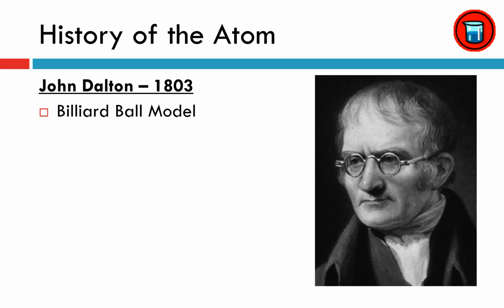So John Dalton proposed what we know as the billiard ball model of the atom. If you've ever played pool before, you know what a billiard ball is. It's just a hard, solid, round sphere. So the structure or a sketch of what his atom would look like is simply a circle.